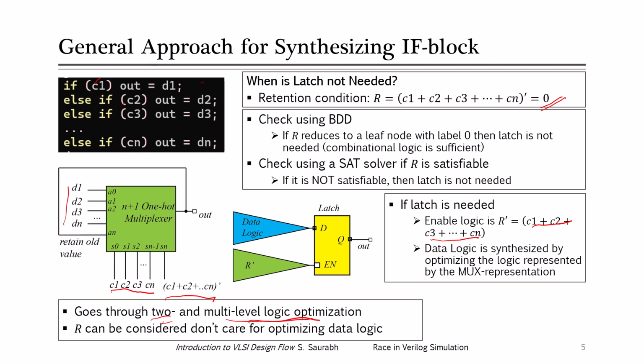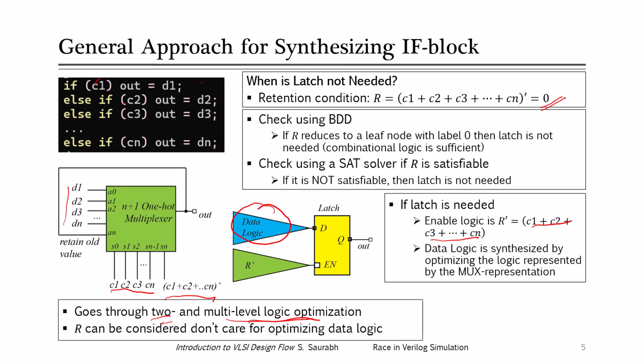And during this optimization, we can use the fact that R can be considered as a don't care. Why? Because when R is true, the latch is holding its previous value, and therefore the data logic can produce anything; it is a don't care in that case. And we can use that observation to optimize the data logic and get a better QoR for our synthesized netlist.